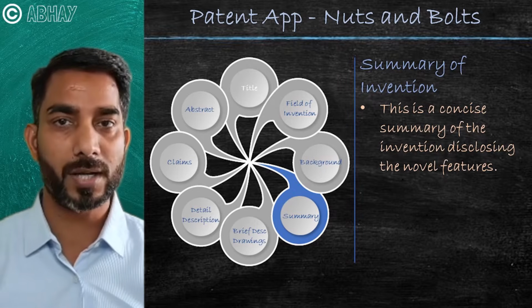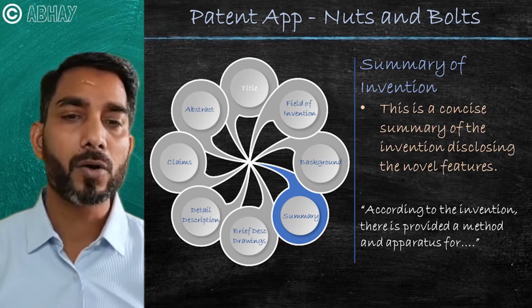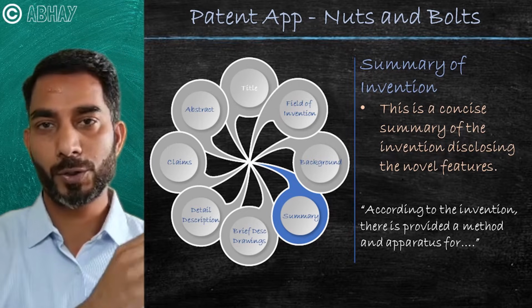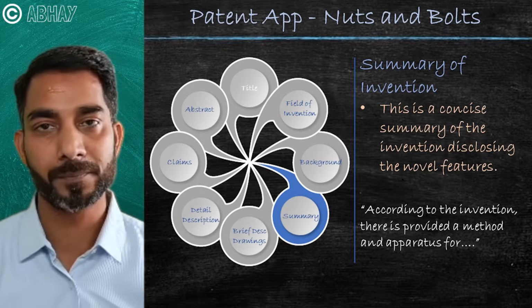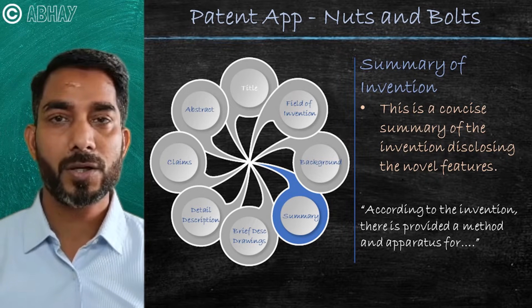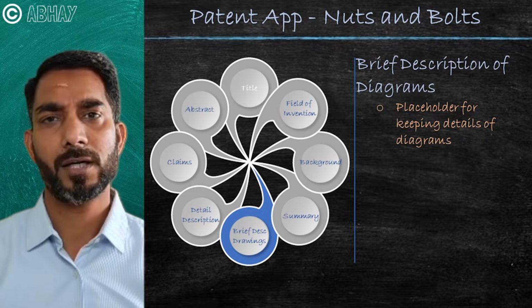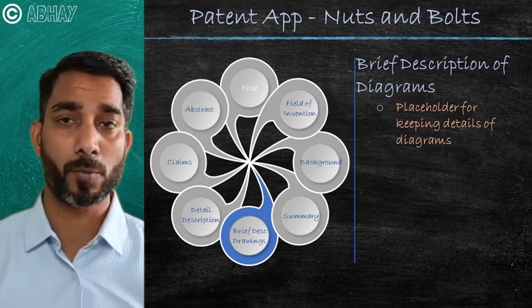So how do you start this particular section? One of the format is this. According to the invention, there is provided a method and apparatus for. You find details that would go here or something that would meet the requirement here. Once summary is done, we move on to the drawing section. It is nothing but a placeholder for providing brief description about the figures which are provided to you.